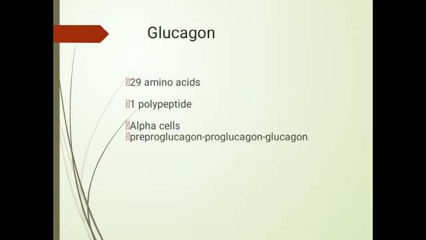So next we move on to the hormone glucagon. Glucagon is also a protein hormone. It consists of 29 amino acids. It exists as a single polypeptide chain. It is secreted by the alpha cells of the islets of the pancreas.